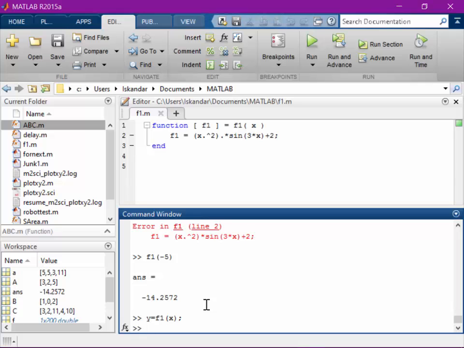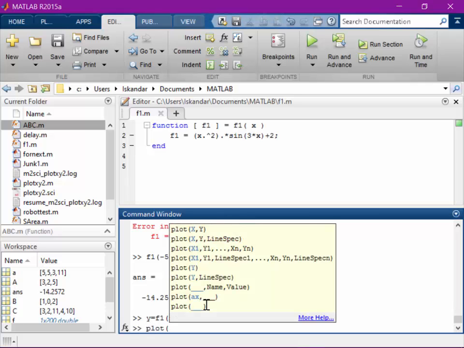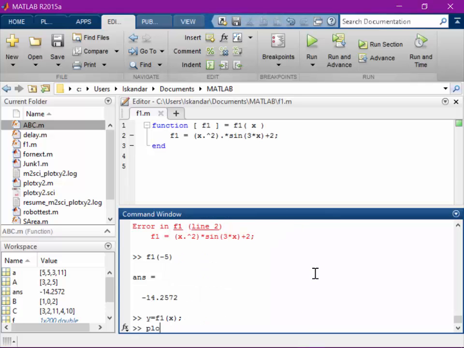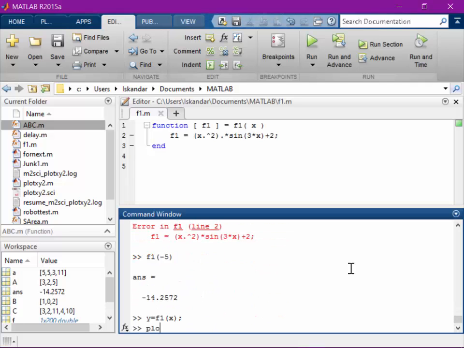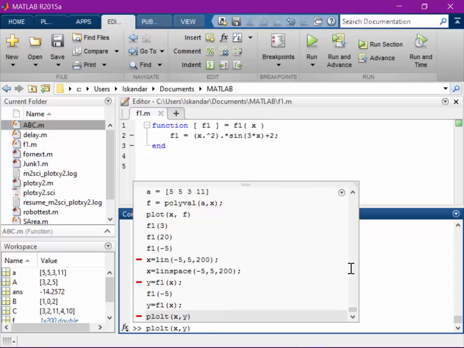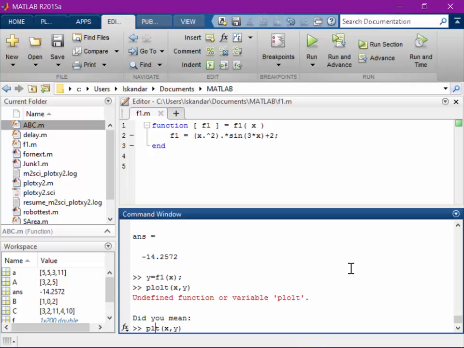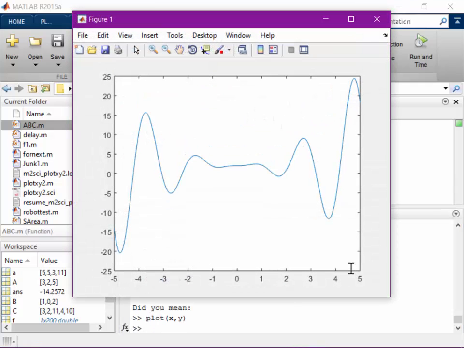So then we just simply plot. Again, we're going to plot F1, or no. Yeah, we plot x and y, right? Yeah, we just plot x, y right there. I can't spell plot. Plot, P-L-O-T. That there, okay.